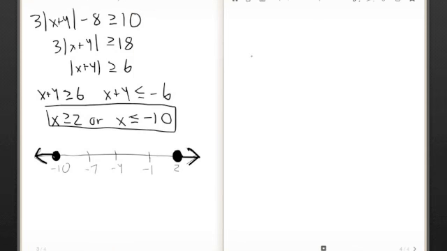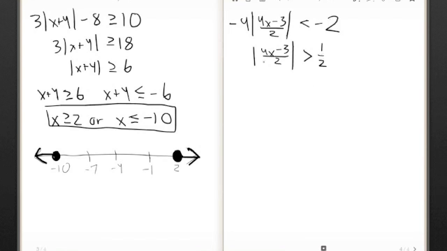Okay, now let's go back to a less than inequality for a moment. In fact, let's throw a fraction inside the absolute value signs. Okay, so a couple of interesting things are going to happen here. The first is we have to divide by negative 4 to get rid of this. And remember, when you divide by a negative number in an inequality, this less than is going to flip to a greater than. So negative 2 divided by negative 4 is 1/2. So now we're back to a greater than inequality.